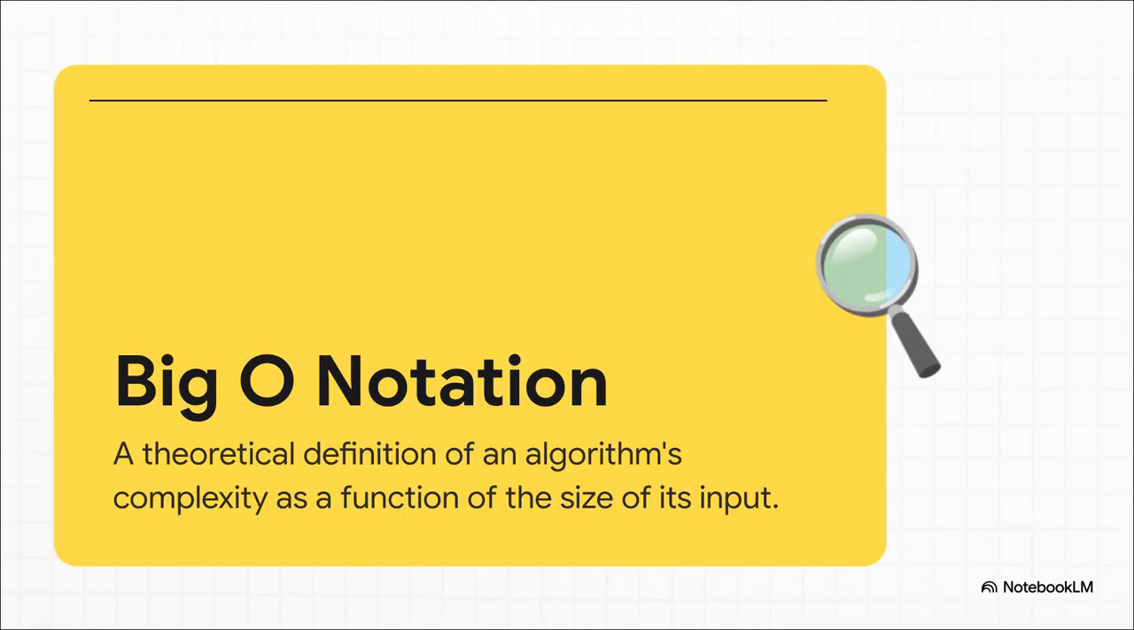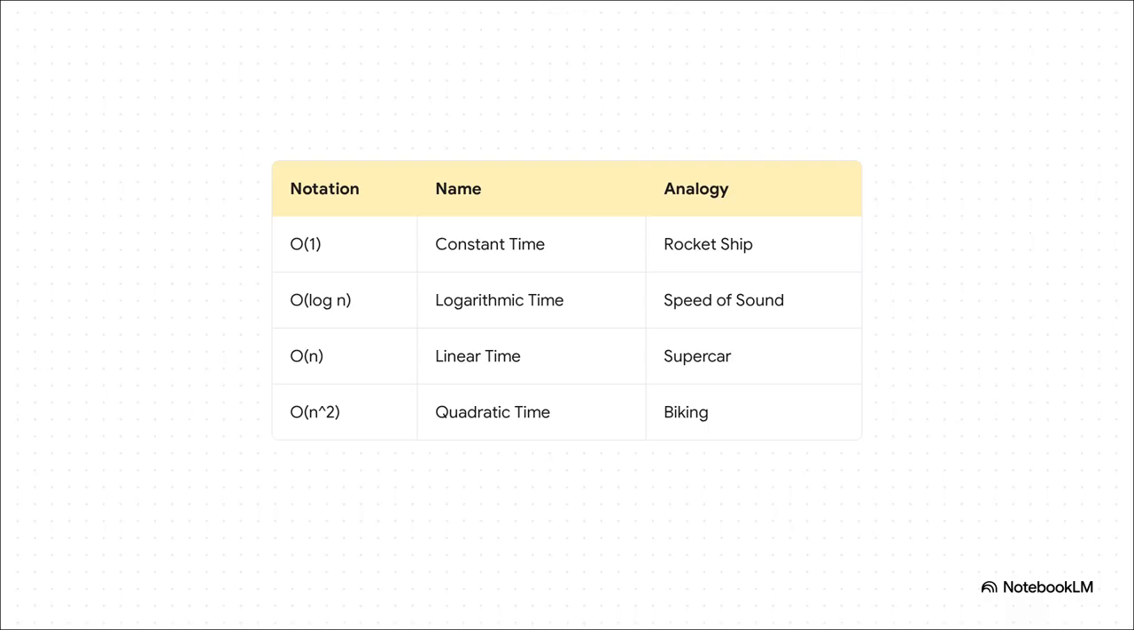It's basically a way of looking at the worst case scenario so we can predict how our code will behave under pressure. And here's a really cool way to think about it. Just imagine different vehicles. Something that's O of 1, or constant time, that's like a rocket ship. It's just instantly fast, doesn't matter how far you're going. On the other end, you have O of n squared, quadratic time. That's like deciding to bike from New York to California. You'll get there eventually, but it's going to take a long time.